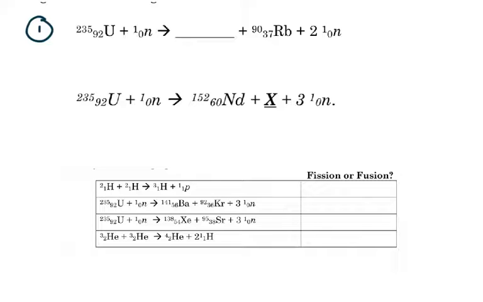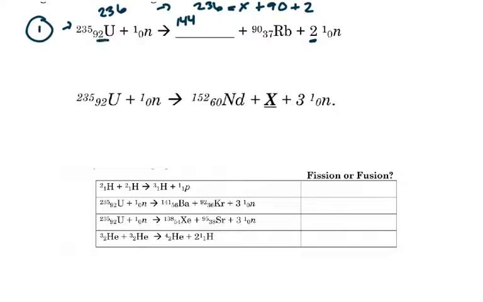So I'm going to add up the top over here. 235 plus 1 is 236. That means on this side of my arrow, I need to have 236 as well. Well, I have x, I don't know what that is because that's my blank, plus 90, and then plus the 2. The coefficient 2 gets multiplied by the 1, so I have 2. Then if I solve for x, my mass is 144.